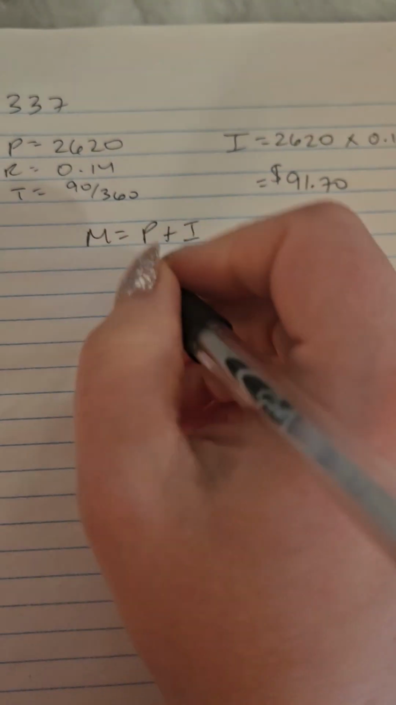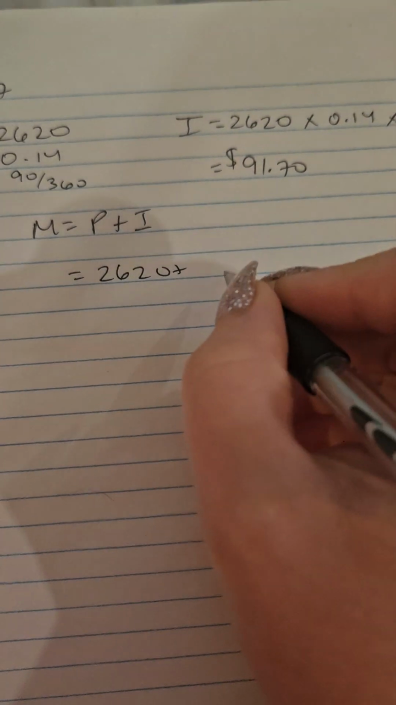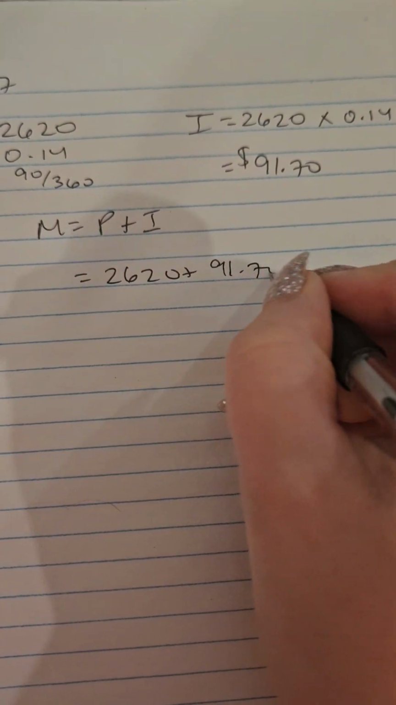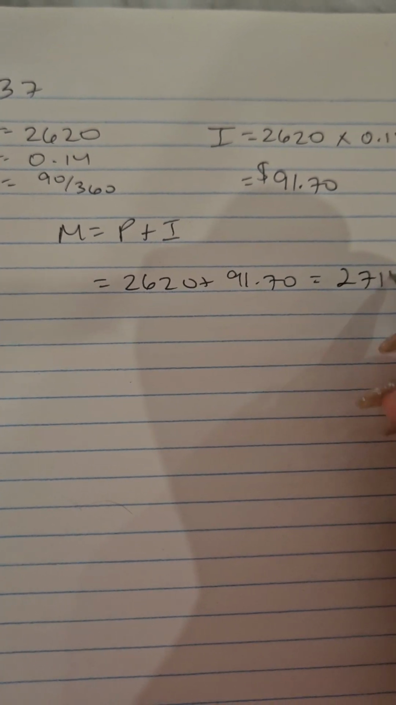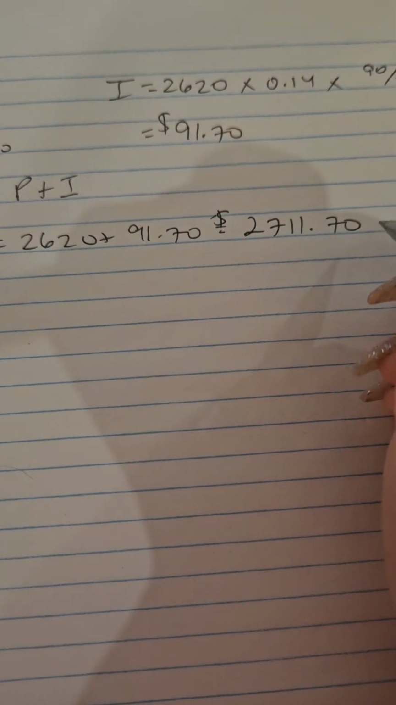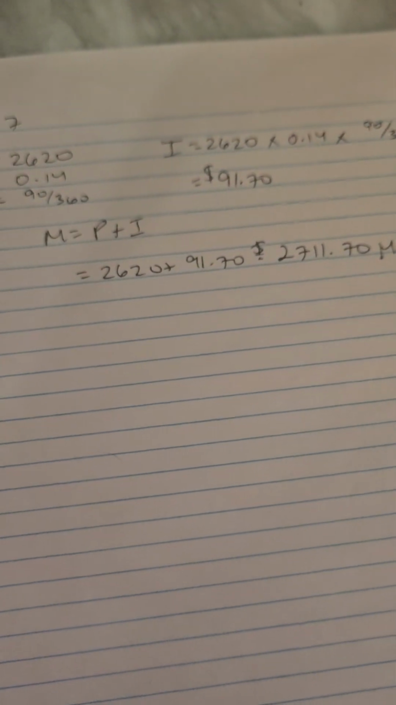I know my principal was 26.20. My interest I've calculated is 91.70. So therefore the maturity value of the loan is $2,711.70. So this is the M. So we've got our M. Next, we have to find the term of the discount period. There's still some days remaining on it.